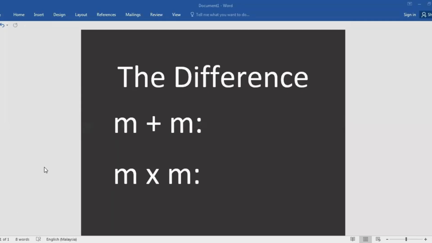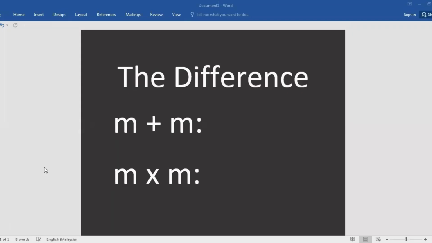Okay, today we are going to learn the difference between m plus n and m times n. Still in algebra, of course, because there is a lot more to learn about the basics of algebra. Okay, the difference is simple.